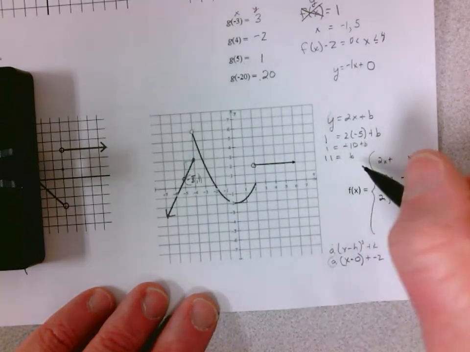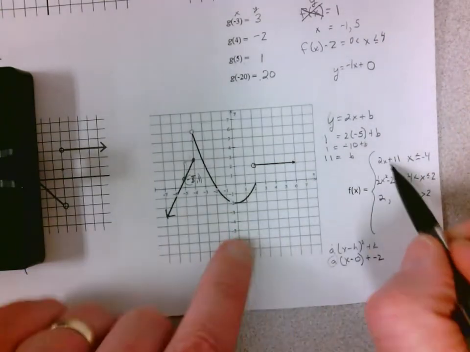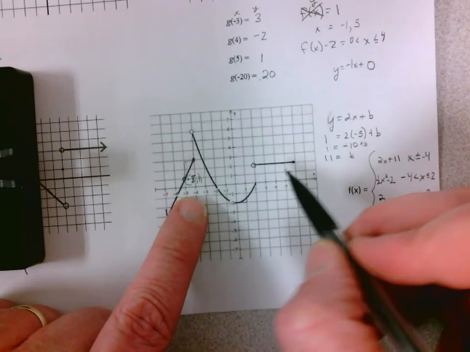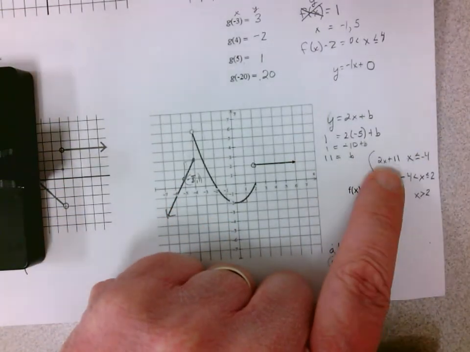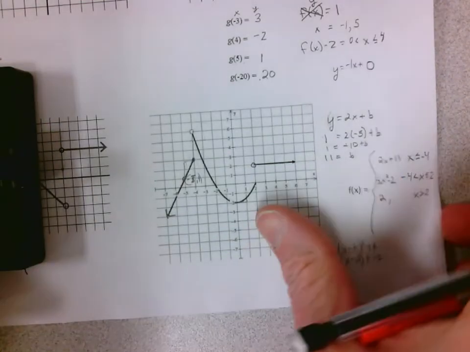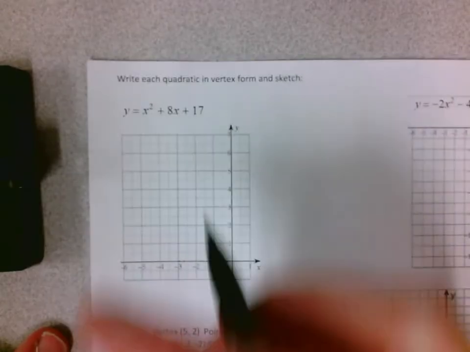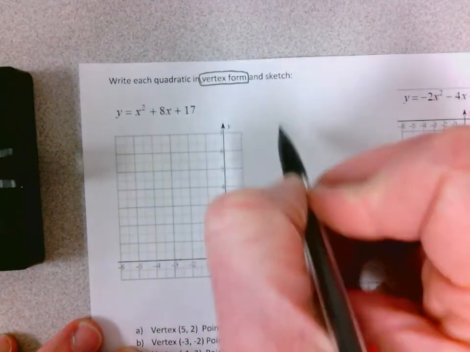And that's a method that's good to know in case your graph's really big and you don't want to count all the way up. Check it out, see if it works for -4, 3. 2 times -4 is -8 plus 11 is 3. So there's your piecewise. On the back, the key on these problems is find out what form the answer should be in, and do you need to make a sketch.